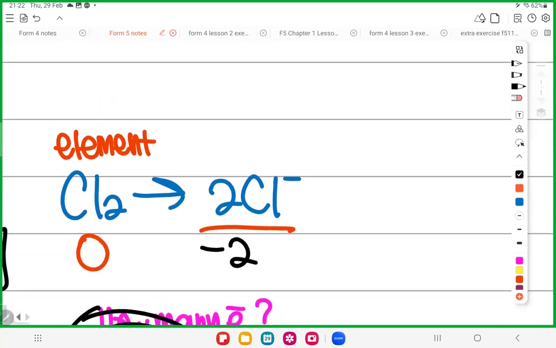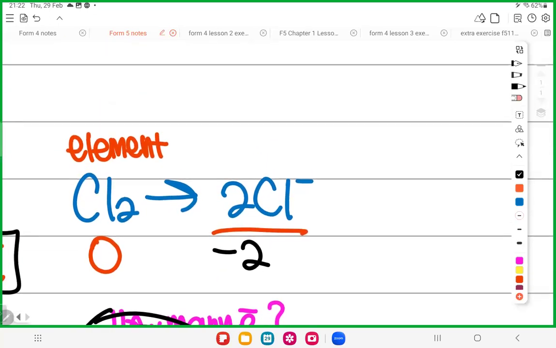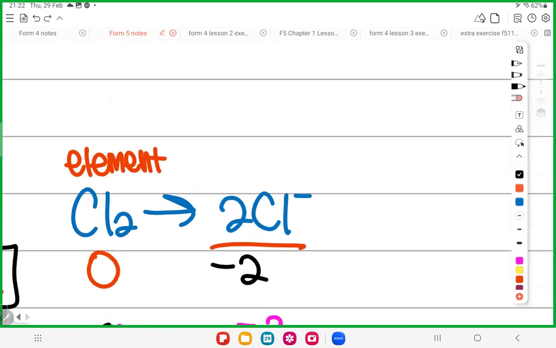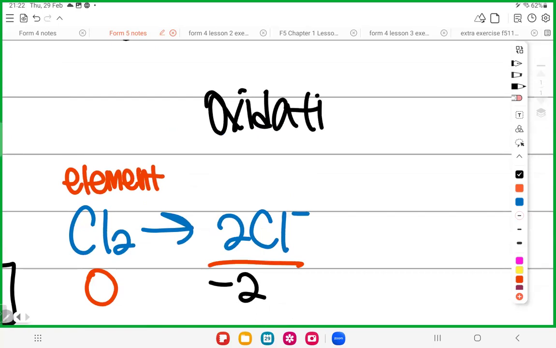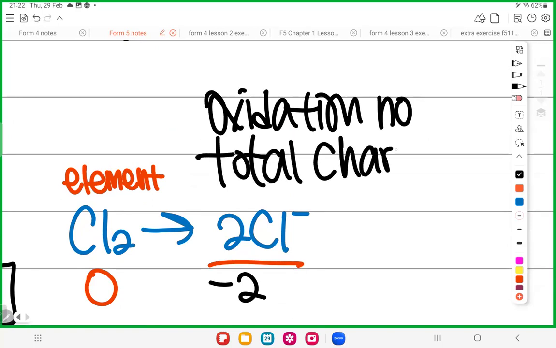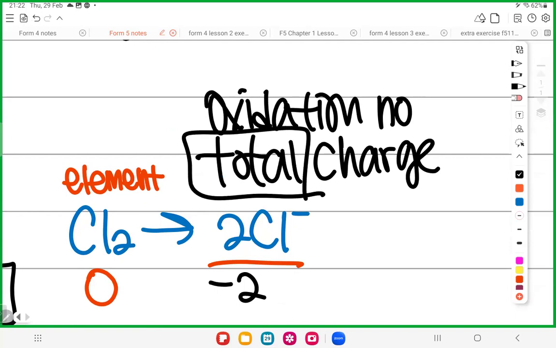Now some students are asking already. Jane is asking, sir, I thought you ignore the ratio. You ignore the ratio when I ask you about oxidation number. When I ask you oxidation number, this ratio don't bother. But now I am not asking you oxidation number. I am asking you total charge. Total. So these two are important or not? Important. Is it okay, Jane?